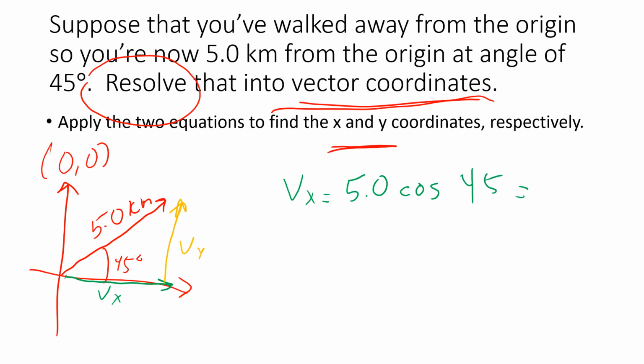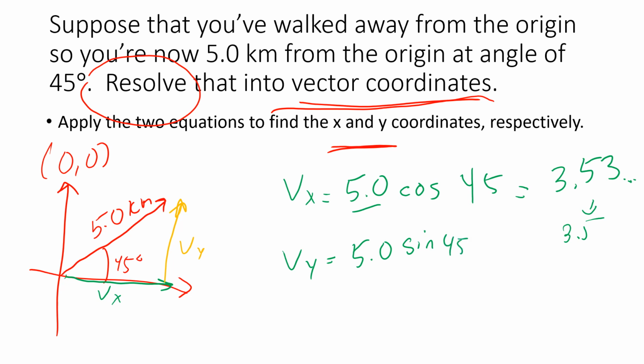So 5 cosine 45 is 3.53 something something, 2 sig figs, so this will be 3.5. Vy is going to be 5.0 sine 45, which equals also 3.53 dot dot dot. 2 sig figs, so it will be 3.5.